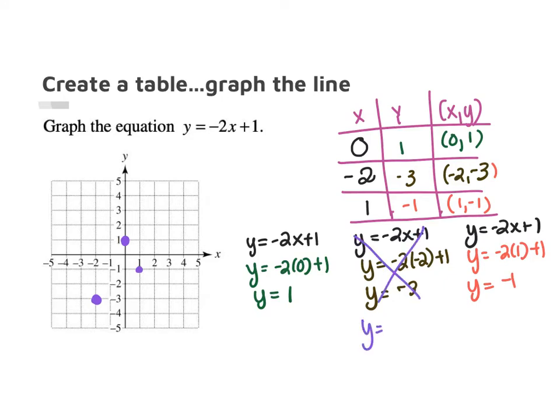So it should be y equals -2 times -2 plus 1. And when I put that in my calculator, I don't get -3, I get 5. So this value should be 5, which means this point should be -2, 5. Now that looks a lot better. I'm going to graph those so that they connect as a line.